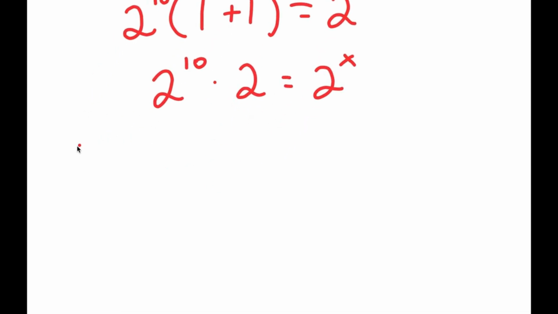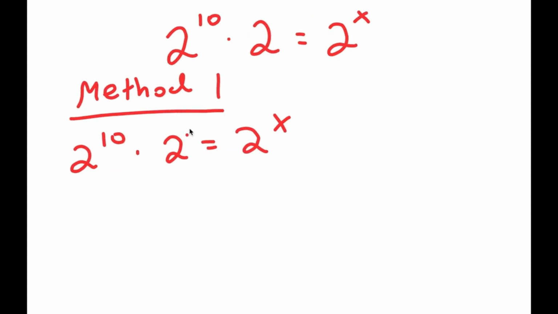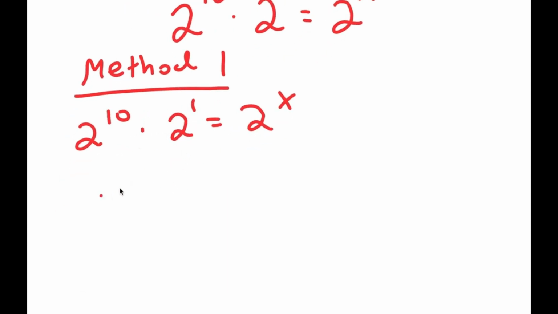So now from here, I can actually solve this in two methods. So for method 1, I have 2 to the power of 10 times 2 is equal to 2 to the power of x. What I'm going to do is rewrite 2 as 2 to the power of 1. And now if I have something in the form a to the power of m times a to the power of n, this is equal to a to the power of m plus n.